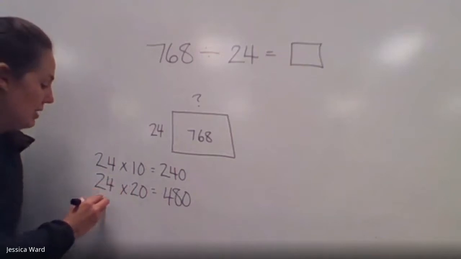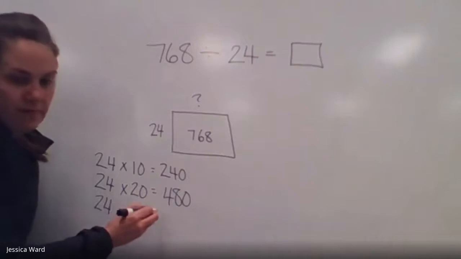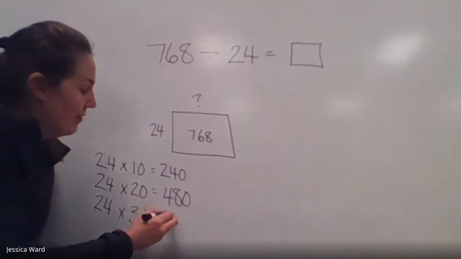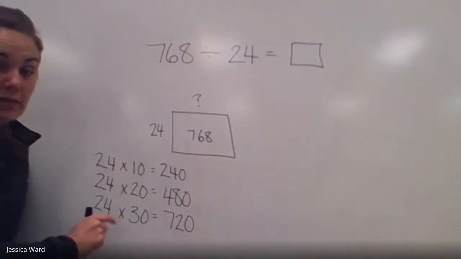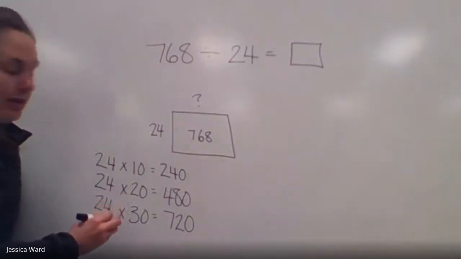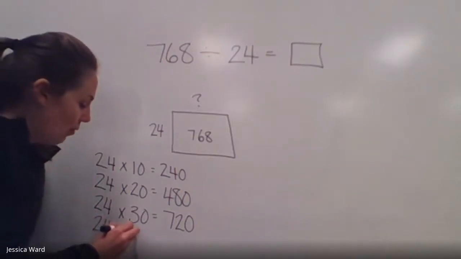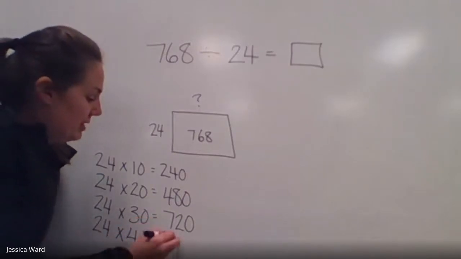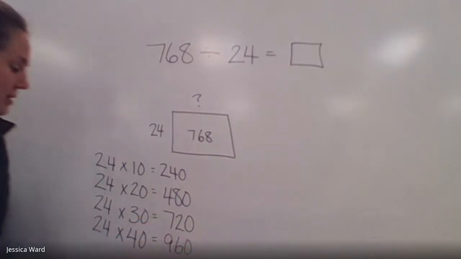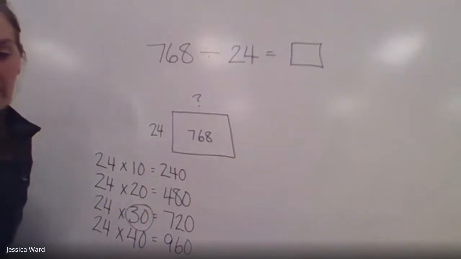Okay, let's try 24 times 30. That's going to get me 720. Ooh, I'm quite close. Still not quite there, but I'm really, really close. And then the last one, I'm going to do 24 times 40, which is going to get me 960. That's too high. So I know that I'm going to be right around 30 for my other side.